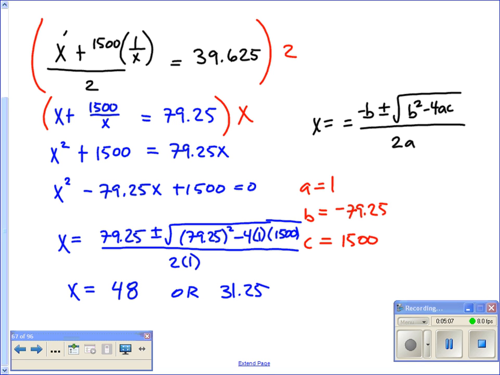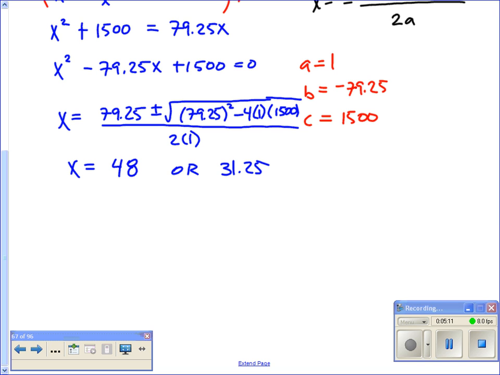That would be the first one. So we're trying to find the two numbers. The first one would be 48. And if we have 48 as x, then the other would be 1500 over x, and then we could simplify that.